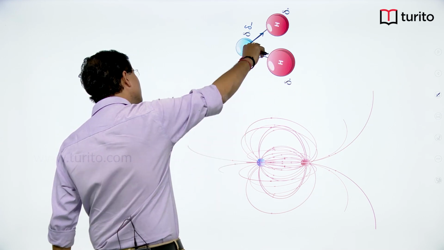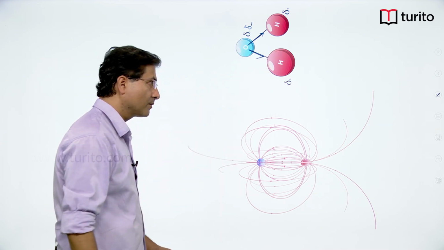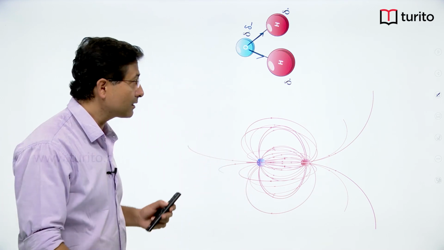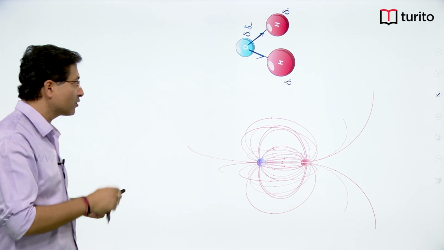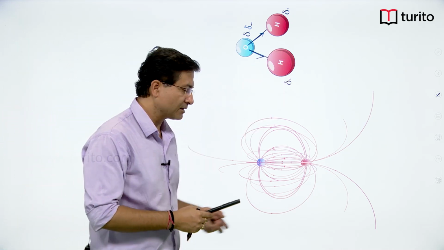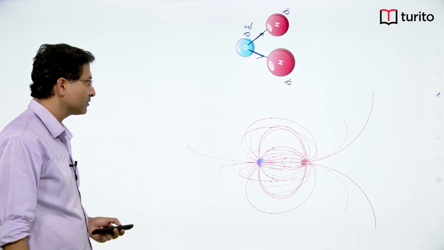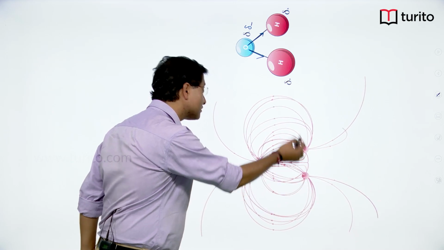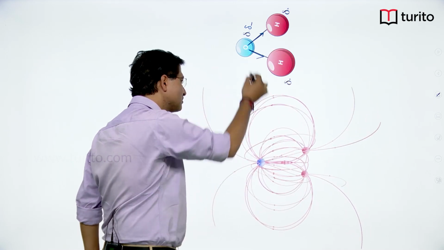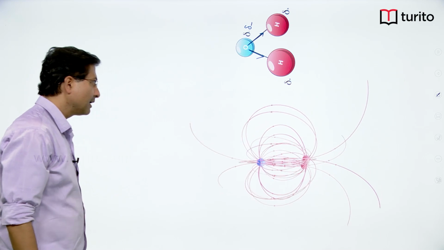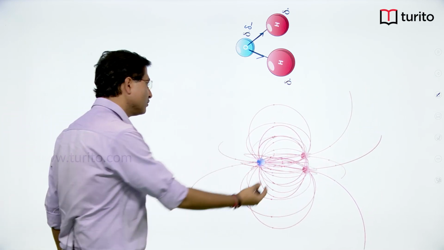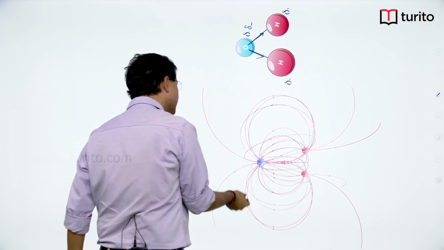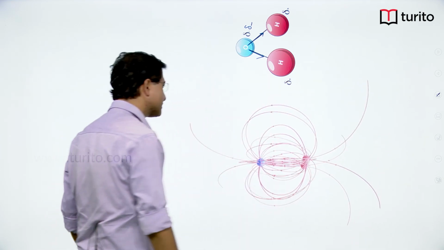The direction is from negative to positive like this, and here the direction is from negative to positive like this. So the resultant of these two will give you the net dipole moment due to this molecule. But if I draw field lines in space in 3 dimensions, look at this animation. These two are representing hydrogen atoms, and this is the oxygen atom. You can see lines are originating from the hydrogen atoms and terminating at the oxygen atom. So in space the field lines will be like this.